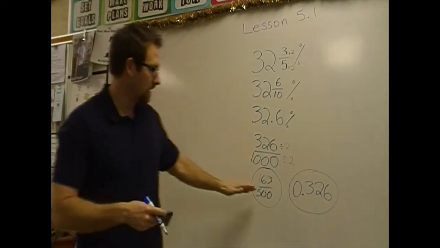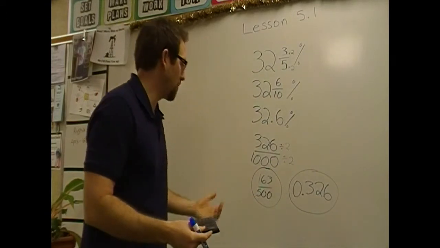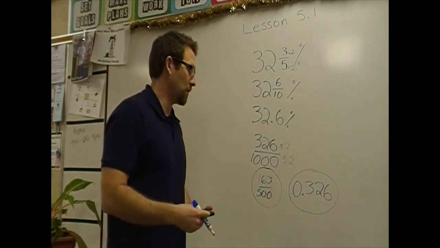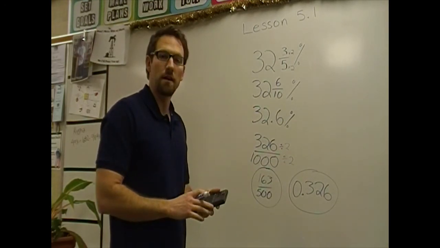Okay? Nice and clean. I've circled my answers. I've done what I was supposed to do. I've got my fraction in lowest terms. Got my decimal. And that's it for lesson 5.1.